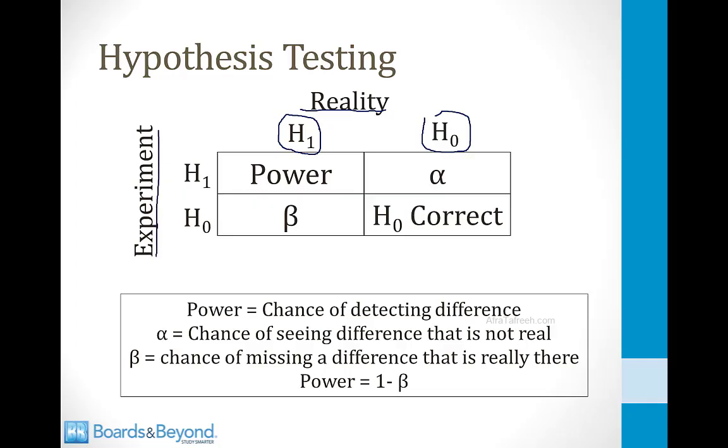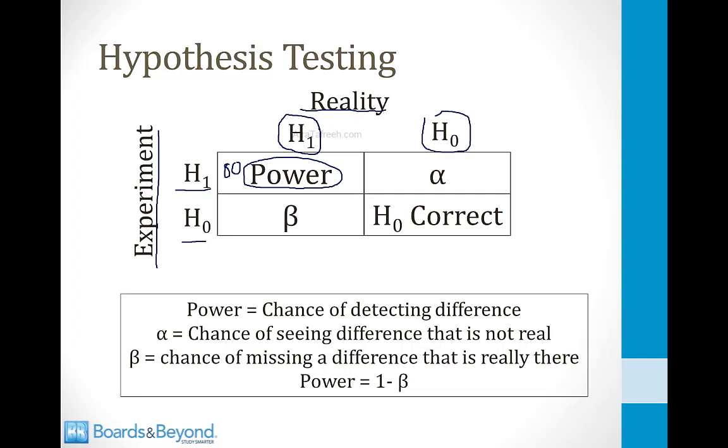Our experimental findings are written over here on the side. So we've got H1 at the top. This means our experiment finds a difference between the means. And H0 right here, which means our experiment does not find a difference between the means. So if there is a difference between means in reality and our experiment finds it, that is called the power. It's easier to think of the power as a number. So imagine that we had 80% power. That means we've got 80% ability to detect a difference that truly exists.